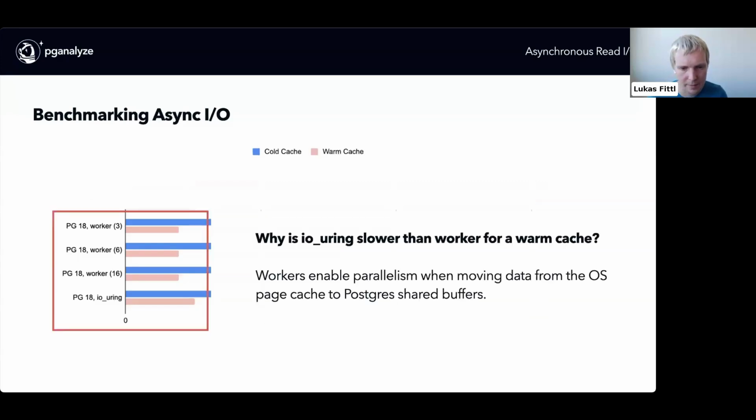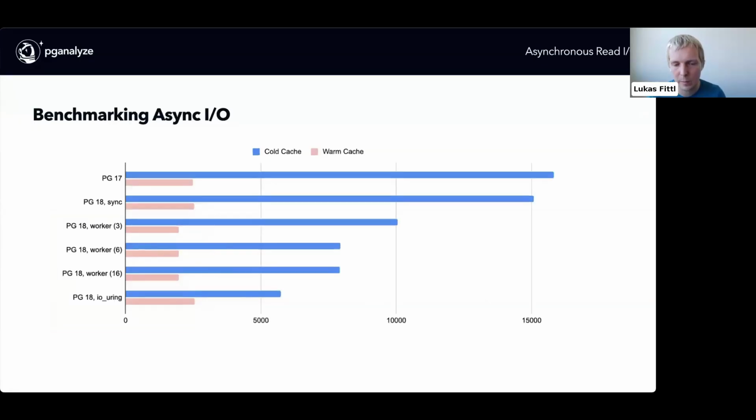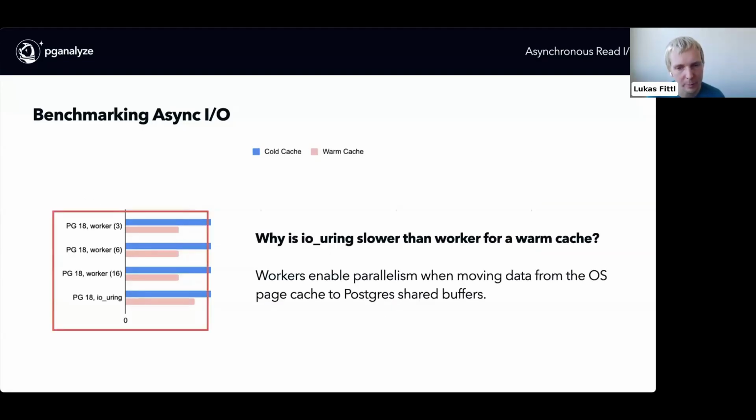There's some interesting things here, which is why is io_uring actually slower, right? If you just look at the blue bars, it's a nice easy story. Smaller is better, right? It gets better with supposedly the best method, io_uring. But then if we look at the red bars, the warm cache line, we actually see that io_uring is slightly slower than the worker method. And that is something to know about, right? As you're making that choice, should you be using io_uring?